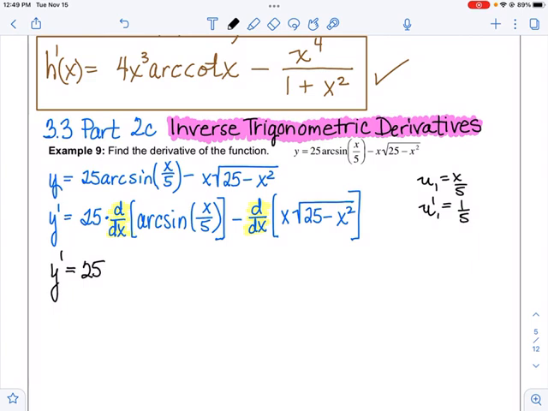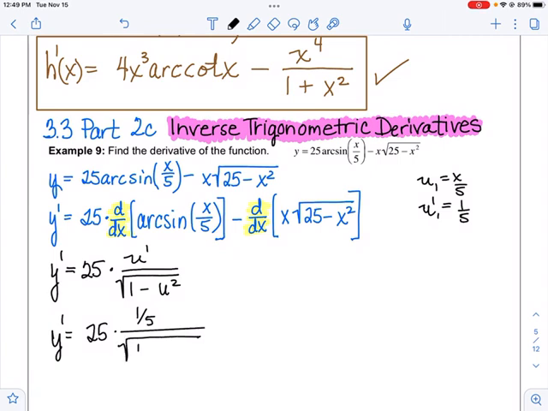So remember, it's going to be times u prime over the square root of 1 minus u squared. So I'm going to do this part and jump down here with this 25, and then that's going to be times 1/5 here, and then that's going to be over the square root of 1 minus x over 5, the quantity squared.